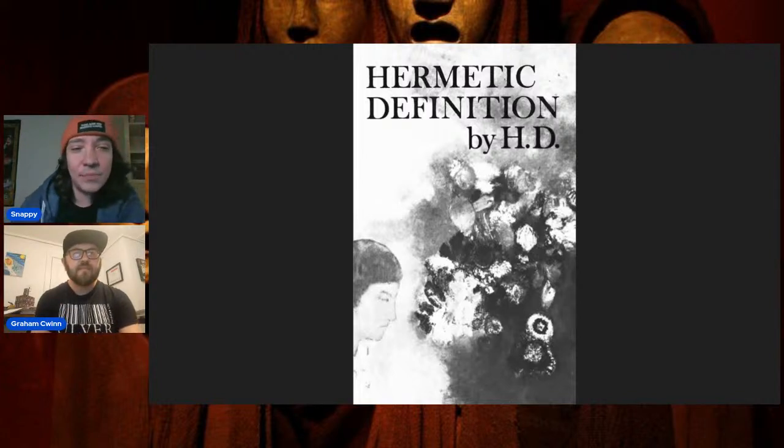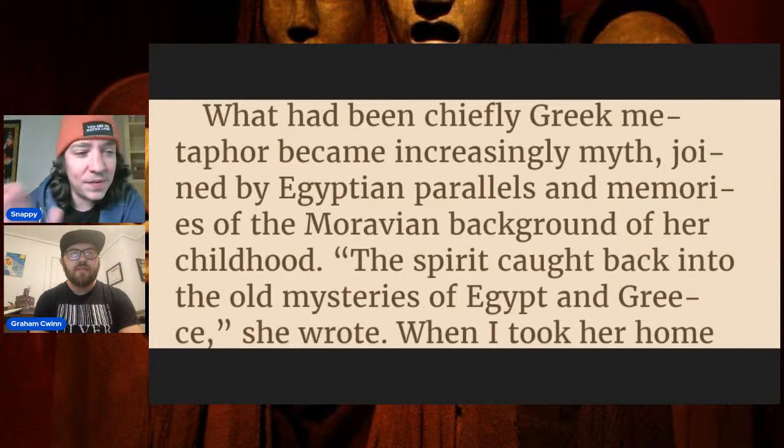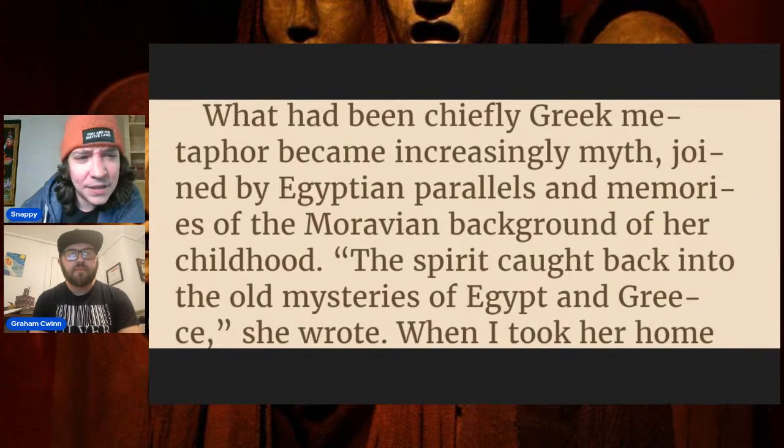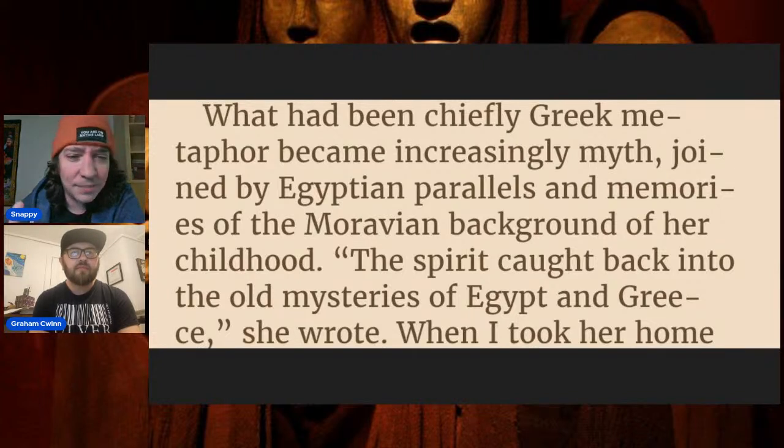So we're now going to get into it. I wanted to start with a bit from the foreword so we can understand what's going on. The foreword was written by a good friend of hers, Norman Pearson, I believe. And he's going to show us the various influences and talk a bit about the work. So he said, what had been chiefly Greek metaphor became increasingly myth, joined by Egyptian parallels and memories of the Moravian background of her childhood. The spirit caught back into the old mysteries of Egypt and Greece, she wrote.